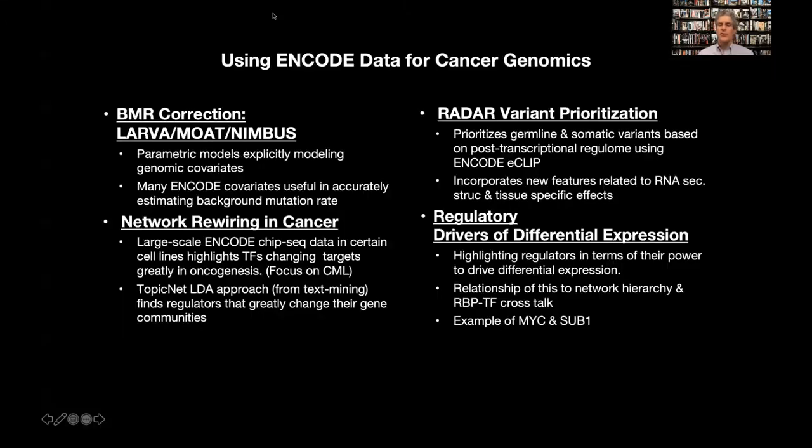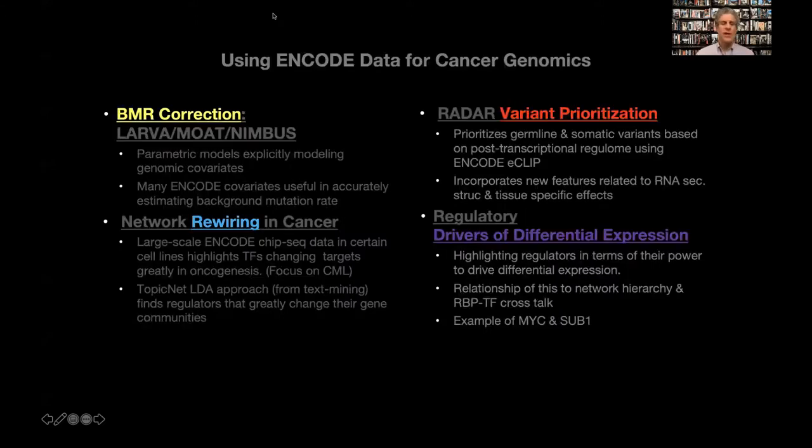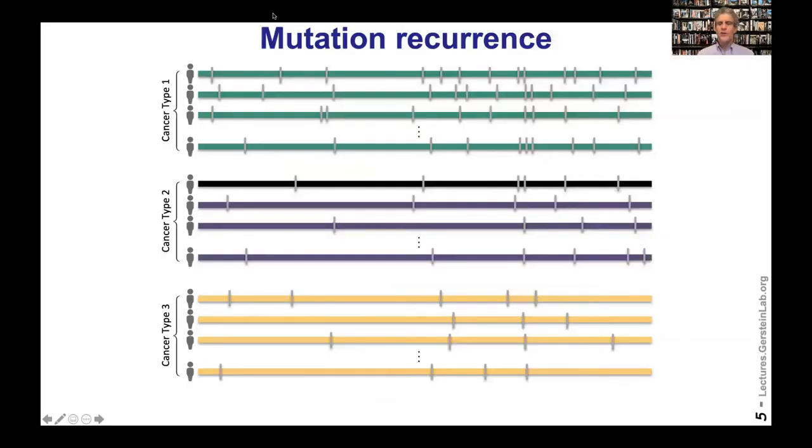So I'm going to talk about using this data in 4 ways to look at cancer genomics. First, I'm going to talk about background mutation rate correction. Then I'm going to talk about studying network wiring, variant prioritization, and then looking at drivers of differential expression. So first of all, background mutation rate estimation.